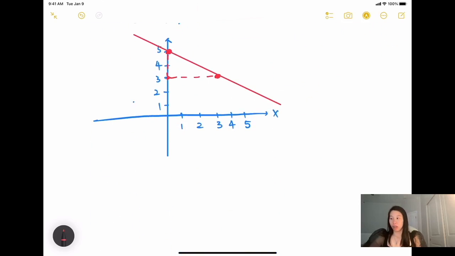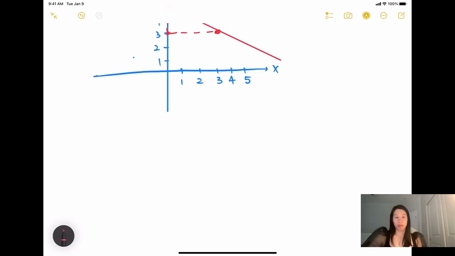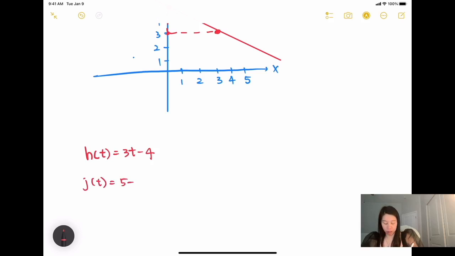Okay, so the next part is the intersection. Sometimes you can have multiple linear equation graphs on one coordinate plane, and then they will have an intersection. Such as I have an example, h(t) equals 3t minus 4, and j(t) equals 5 minus t. How do we find the intersection? So let me show you a graph.